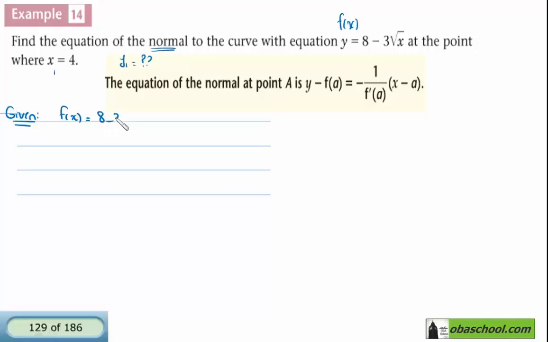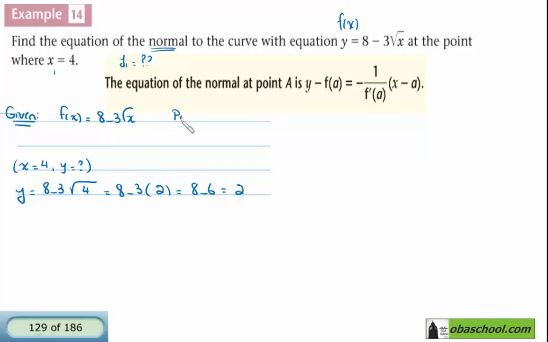We have f of x equal to 8 minus 3 multiplied by the square root of x, and we have the value of x, that is 4. Then we need to find the y value. To find y, we have to substitute x in f of x. So we get 8 minus 3 multiplied by the square root of 4, that is x, equal to 8 minus 3 multiplied by 2, equal to 8 minus 6, equal to 2.